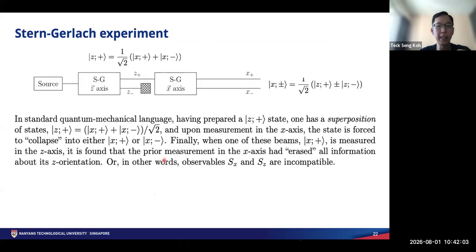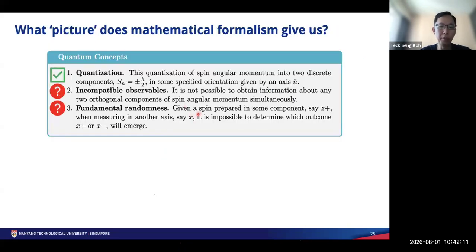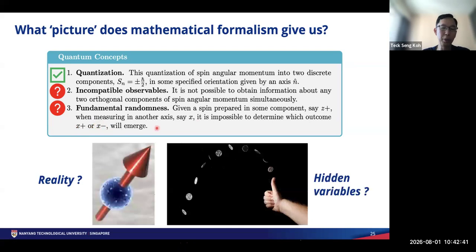But if you know what we know today, and we are able to, let me go back to that. Yeah. And if you are able to now prepare a single particle, a single silver atom, okay, say pointing in the Z direction after one Stern-Gerlach apparatus, then it is in a superposition of X plus and X minus. The fundamental randomness idea in quantum theory says that it's impossible to determine which outcome, X plus or X minus, will emerge. It's fundamentally random. Again, this disturbs Einstein, right? Because to Einstein, what we cannot say in terms of quantum theory is not so much that reality is like that, but that the theory is incomplete.